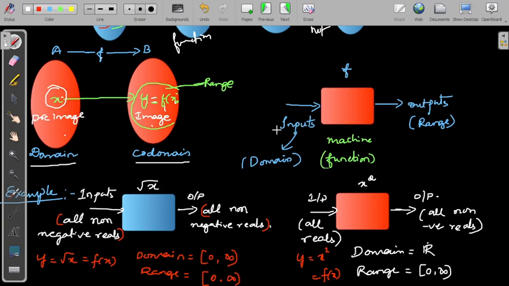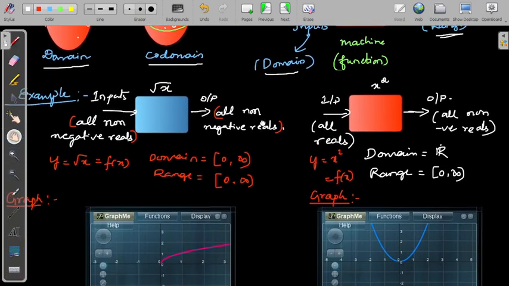The values which we can give as inputs are called the domain of the function. The values which it will produce as outputs are called the range of the function. So let us illustrate this using a few examples.